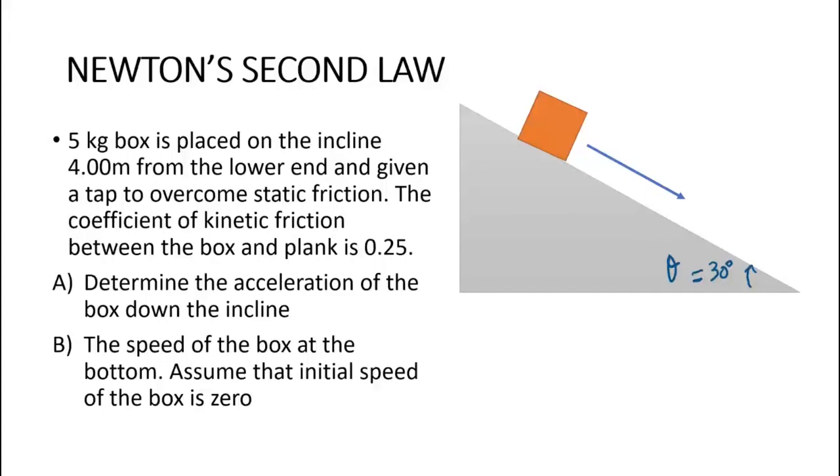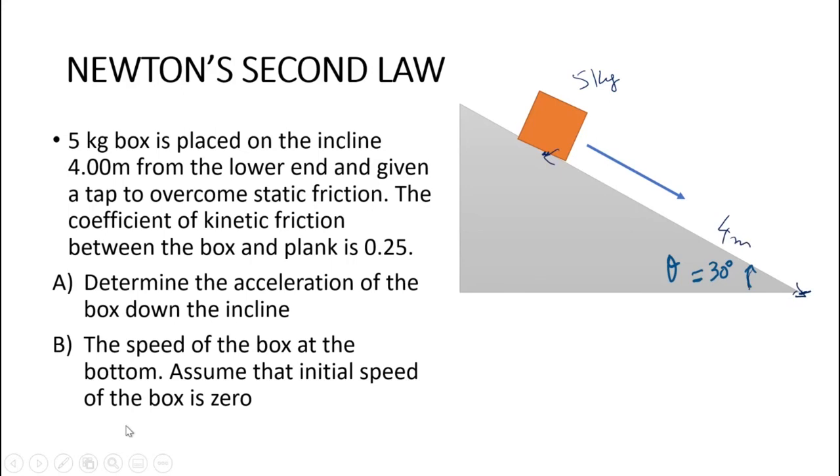In this example, we are going to use Newton's second law to solve the acceleration of the object. We have an object that has mass of 5 kilograms. It will be sliding on the inclined plane. The angle of this inclined plane is 30 degrees. The distance from the box to the ground is 4 meters.